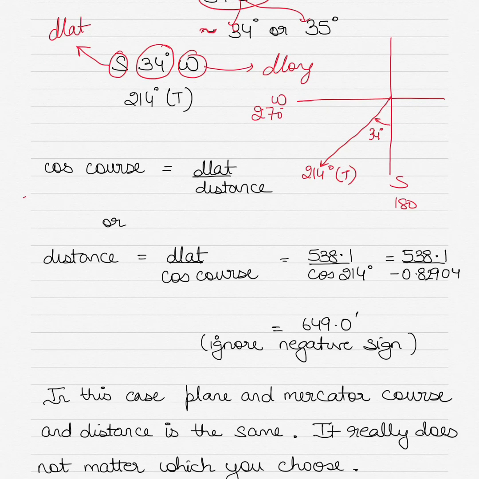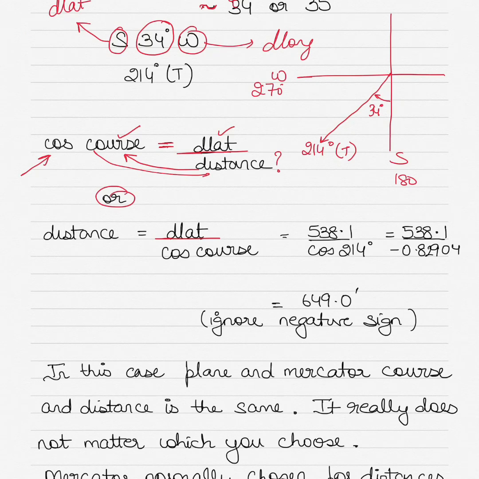So to calculate the distance, use the formula cos course equals DLAT by distance. This is the same formula as plain sailing. You know your DLAT from before and you know your course. What you don't know is distance, so you will take the distance onto the other side and bring your course here, which gives the formula distance equals DLAT by cos of course. Like I told you before, for course you can use either 34 or 214, and if you have chosen 35, then 35 or 215, it doesn't make a difference.